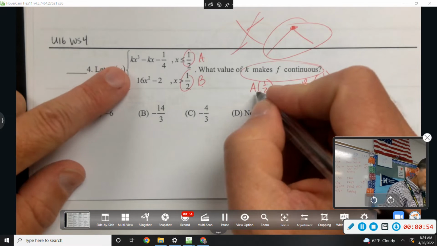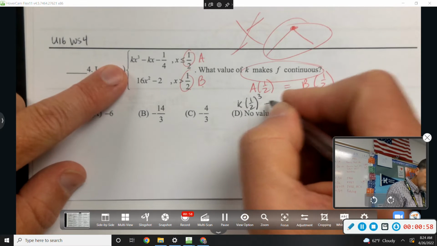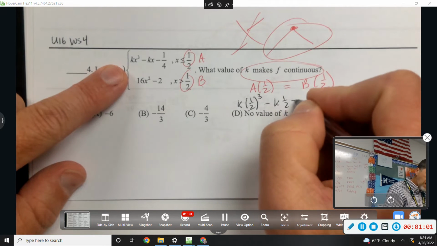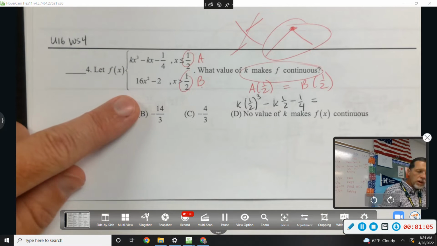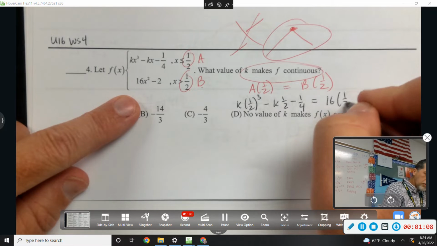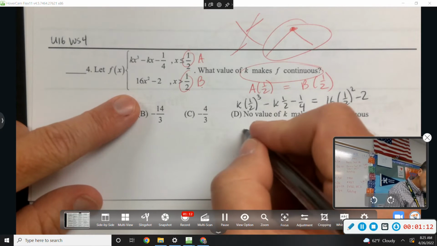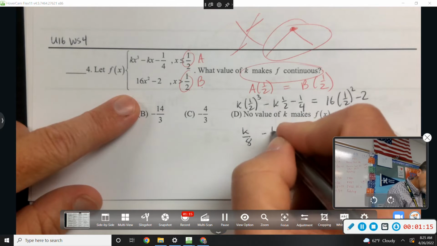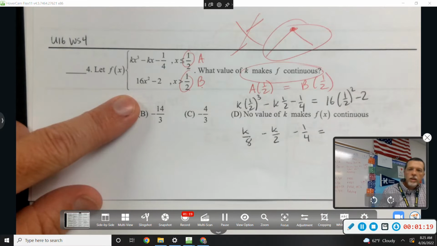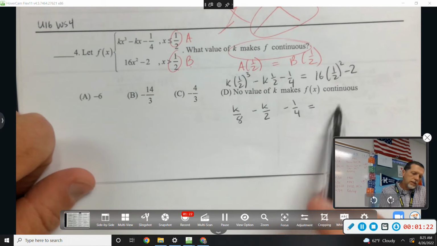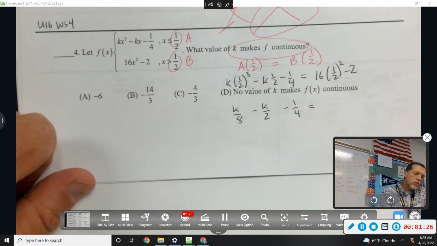So for branch A, k times 1/2 cubed minus k times 1/2 minus 1/4. And for branch B, 16 times 1/2 squared minus 2. So that would be k over 8 minus k over 2 minus 1/4 equals, let's see, half squared is 1/4. 16 over 4 is 4. 4 minus 2 is 2.